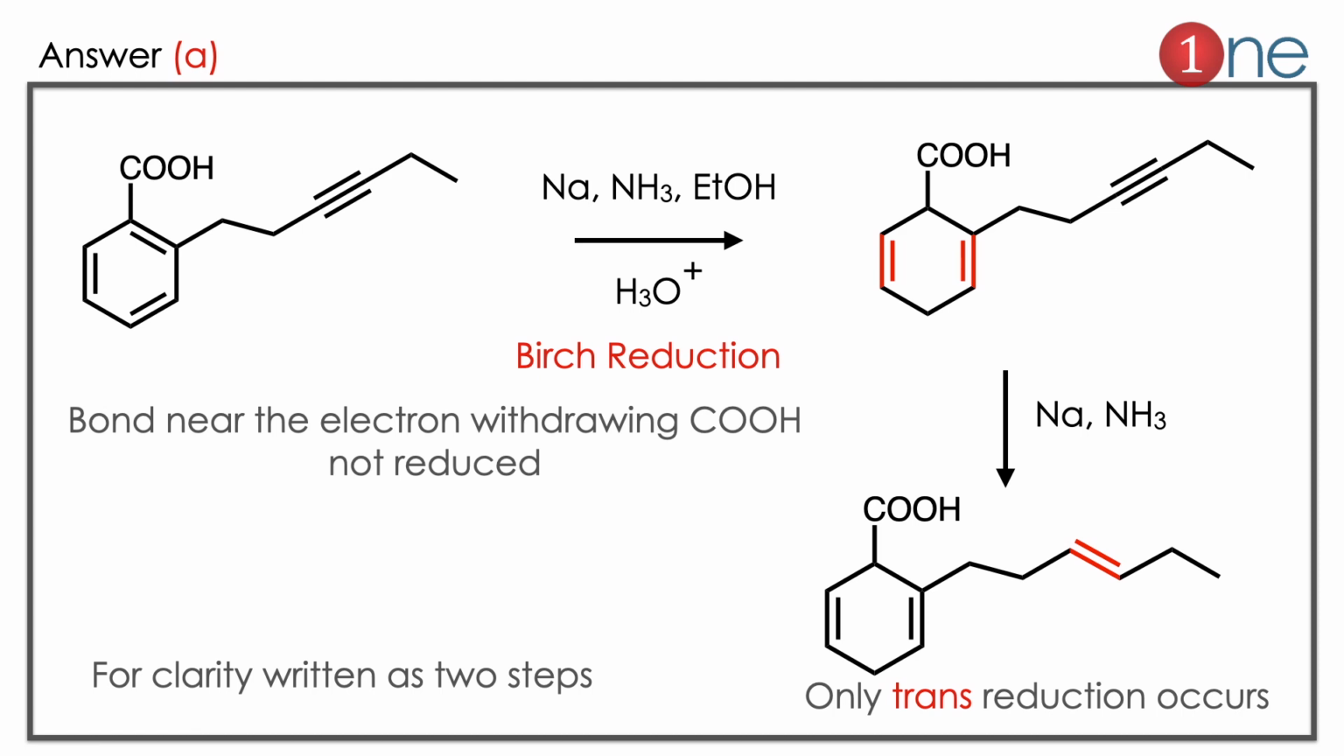Here you have to learn two things. One is, in Birch reduction the double bond is formed near the electron donating group, or formed away from the electron withdrawing group. Second, the triple bond is reduced to a double bond by sodium and liquid ammonia, forming only the trans product.